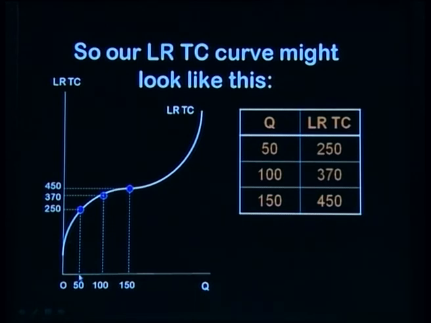For output 50, we will have a long run total cost of 250. For an increase in output from 50 to 100, we will also have an increase in long run total cost, from 250 to 370. At the third point, when our quantity further increases from 100 to 150, our long run total cost also increases to 450. So this graph can be plotted as the long run total cost curve with 3 points which create its expansion path.